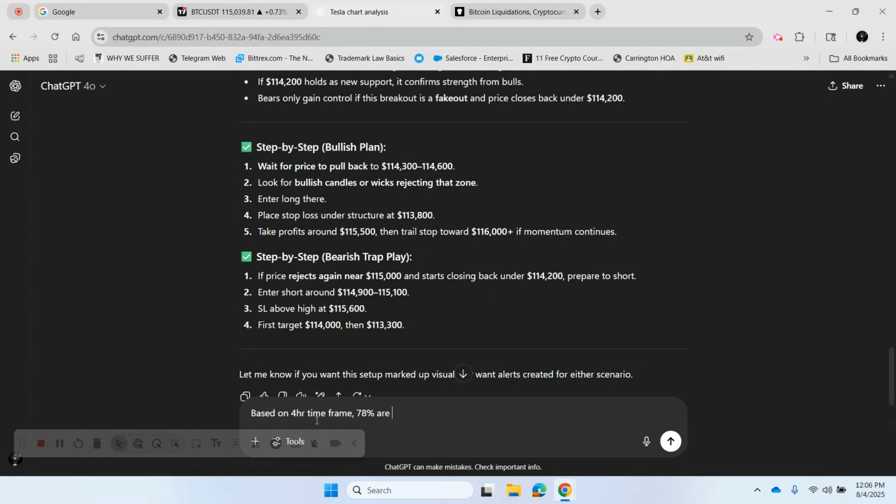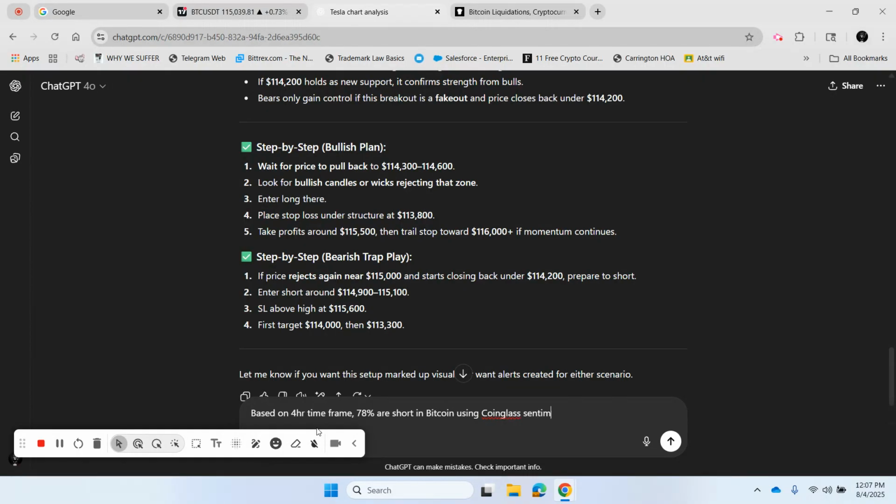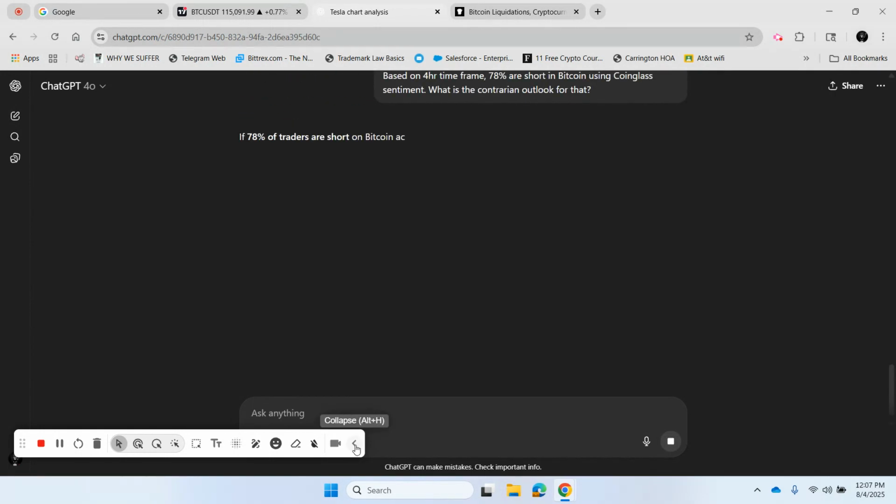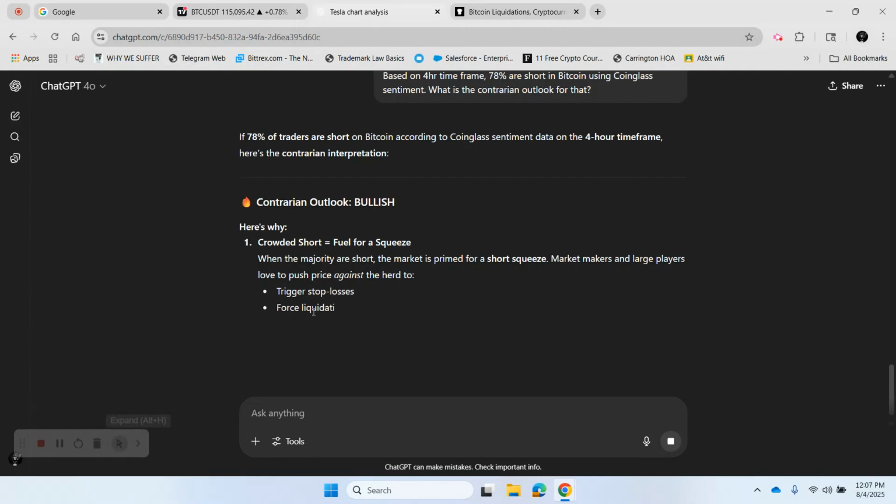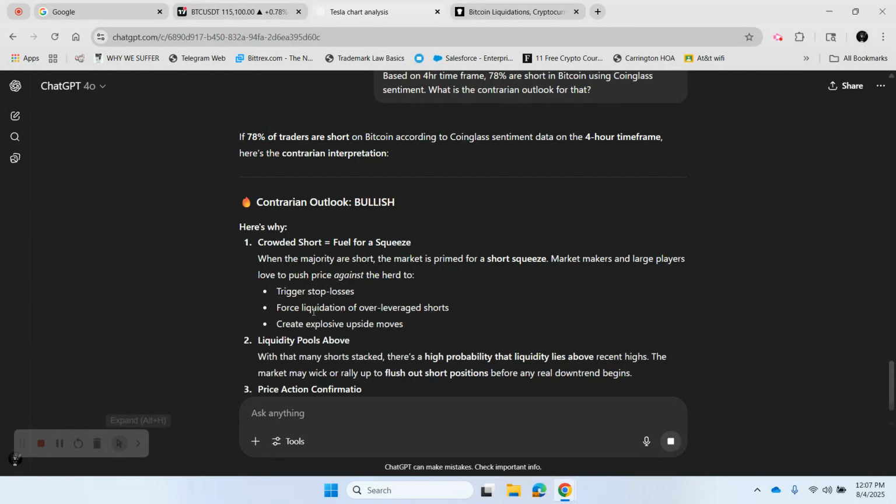78% are short in Bitcoin using CoinGlass sentiment. What is the contrarian outlook for that? Since it knows I'm a contrarian, it may do it. So if 78% are short according to CoinGlass sentiment time frame, here's the contrarian interpretation.